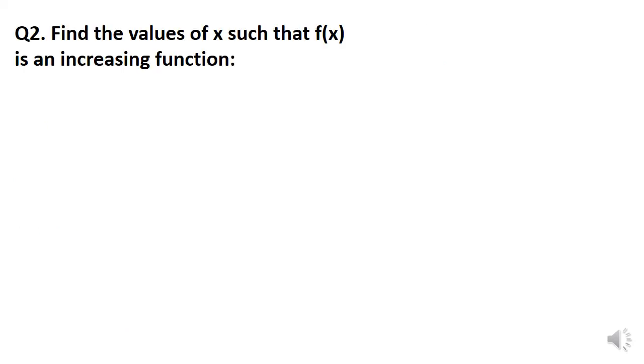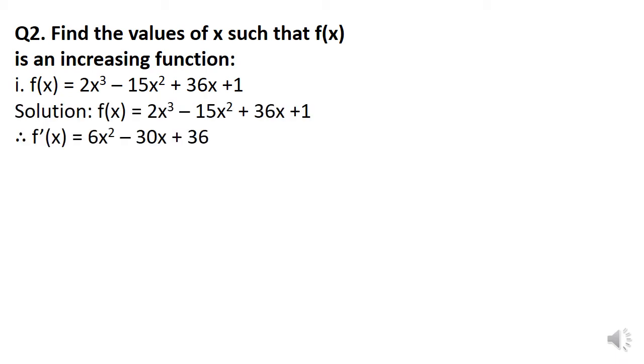Thus, the next category of questions: find the values of x such that f(x) is an increasing function. Remember, a function is increasing if its derivative is positive. So, for f(x), which is in this case 2x cube minus 15x square plus 36x plus 1, we find f dash x, which is 6x square minus 30x plus 36. 6 comes out as common. The bracket we get as a quadratic equation. We split the middle term and find the factors. So f dash x comes out as 6 into (x minus 3)(x minus 2).